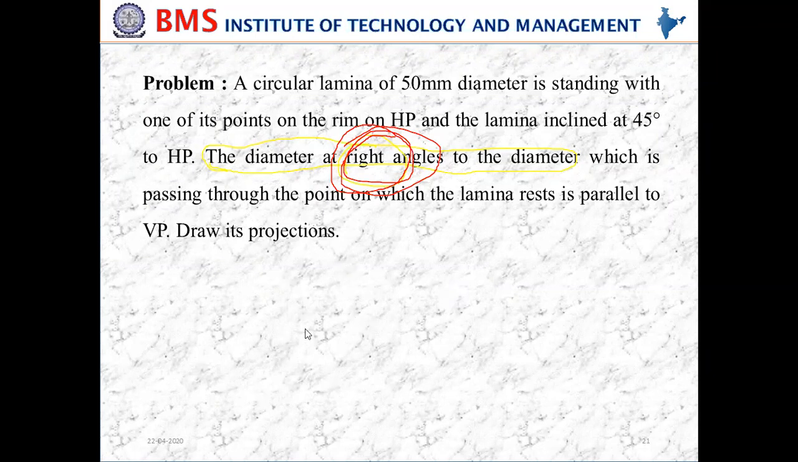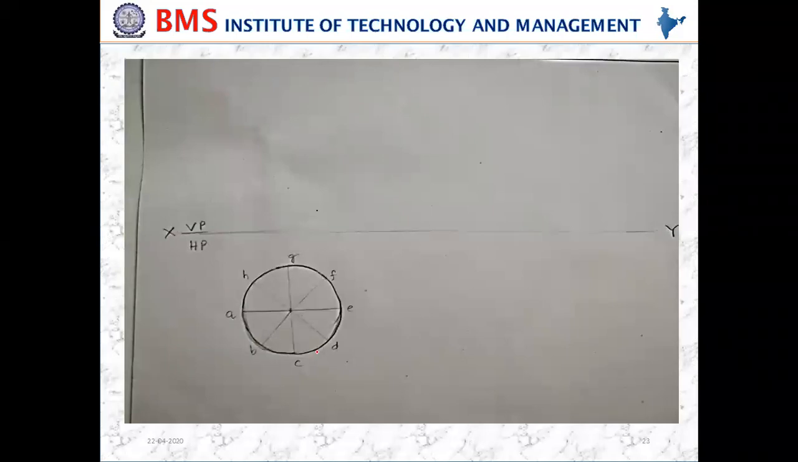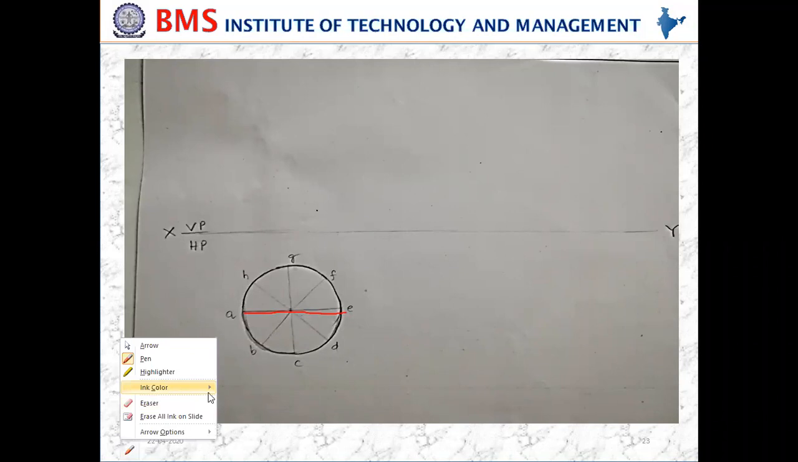Similarly, as we have done before, draw the circle in the top view, and then draw the horizontal line. This is the diameter which you have taken. I will change the color so that it will be easy. This is the diameter which is passing through this resting point.